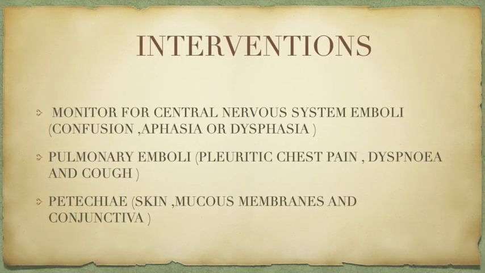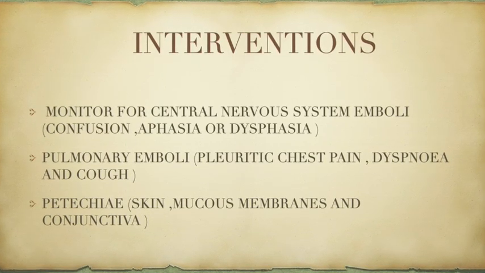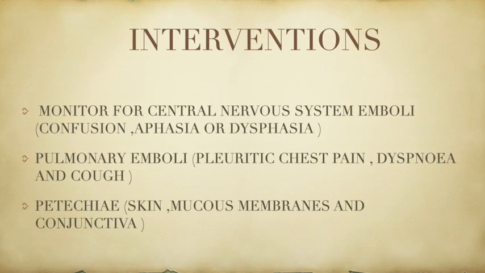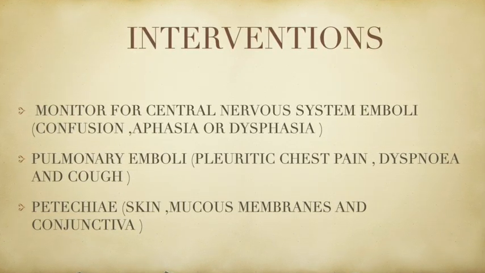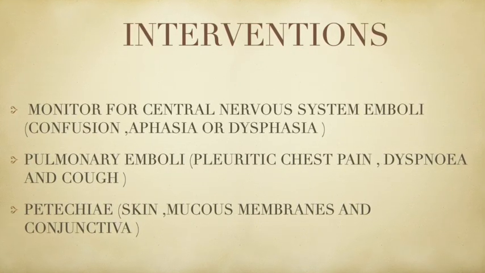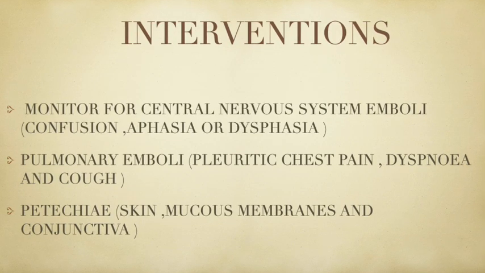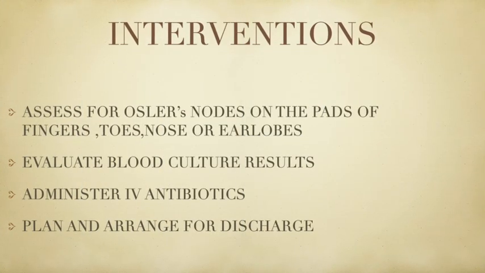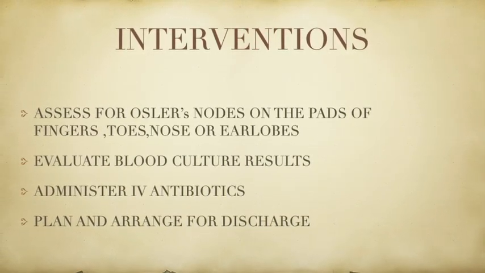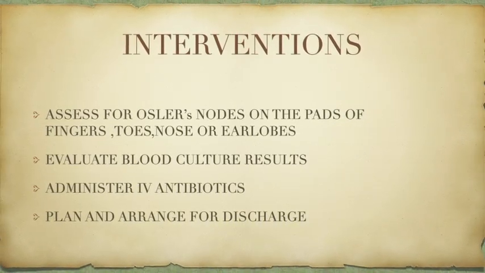For central nervous system emboli, confusion, aphasia, and dysphagia will be there. For pulmonary emboli, pleuritic chest pain, dyspnea, and cough will be there. And for the skin and mucous membranes, petechial rashes in the conjunctiva. Then Osler's nodes on the pads of fingers and toes. Evaluate the blood culture results, administer IV antibiotics, and plan and arrange for discharge.